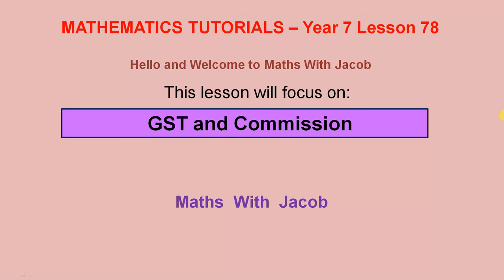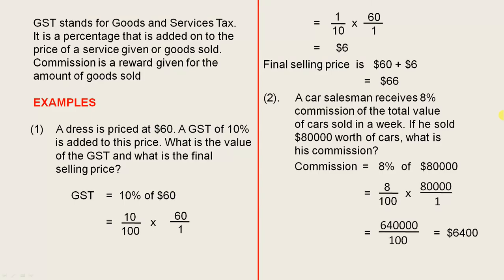This lesson will focus on GST and Commission. GST stands for Goods and Services Tax. It is a percentage that is added onto the price of a service given or goods sold. Commission is a reward given for the amount of goods sold. Let's look at some examples.